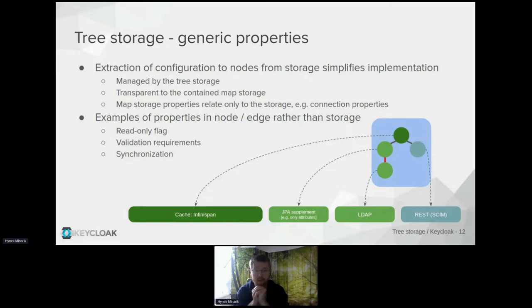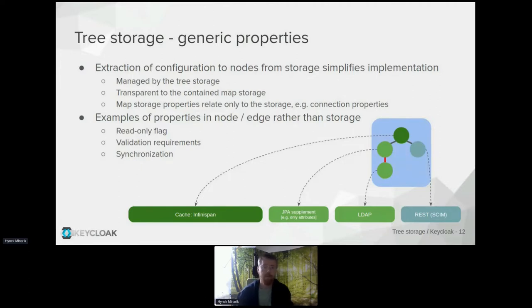So now with the tree storage, there is a distinction between the properties that are specific to a particular storage and properties that are specific to the structure. Do I want to, for example, validate each object that I read from some cache? If so, then it is not a property of a particular storage. It's not something that relates to a connection itself. It's something that relates to how this tree is actually processed. So it is a property of a node or edge. I'm not going into details now. Similarly, for a read-only storage, you would use the same implementation as you would for a read-write storage. Just mark in the node that this storage is read-only.